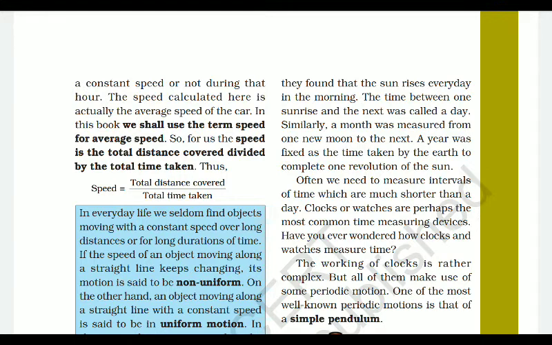Often, we need to measure intervals of time which are much shorter than a day. Clocks or watches are perhaps the most common time measuring device. Have you ever wondered how clocks and watches measure time? The working of clocks is rather complex, but all of them make use of some periodic motion. One of the most well known periodic motions is that of a simple pendulum.